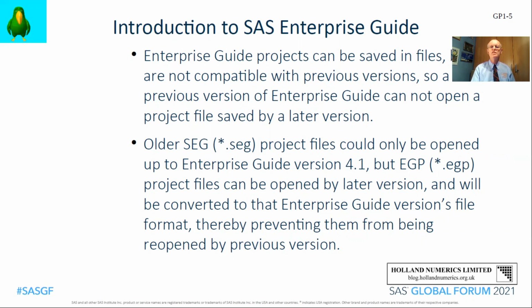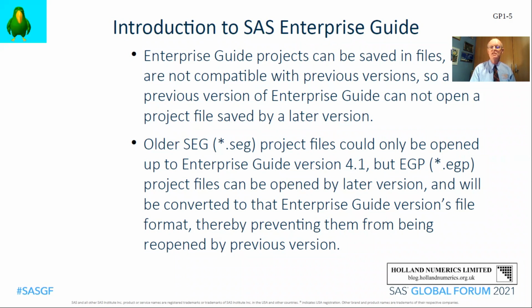The older SCG files were produced in versions 1 and 2, and they could be opened up to Enterprise Guide 4.1. And then EGP project files, which appear from version 3 onwards, can be opened by later versions.